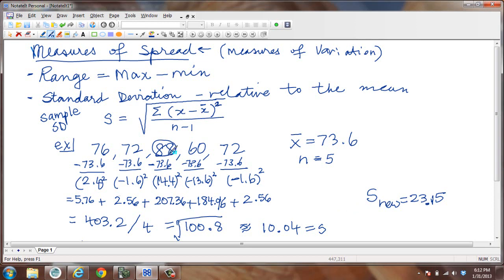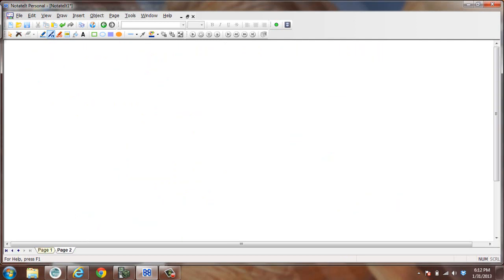Okay, and so we say that the standard deviation is sensitive to outliers. Okay, the standard deviation, I'll abbreviate, is sensitive to outliers. See, that 120 was a very high data value, was an outlier, and so the standard deviation changed to reflect that.